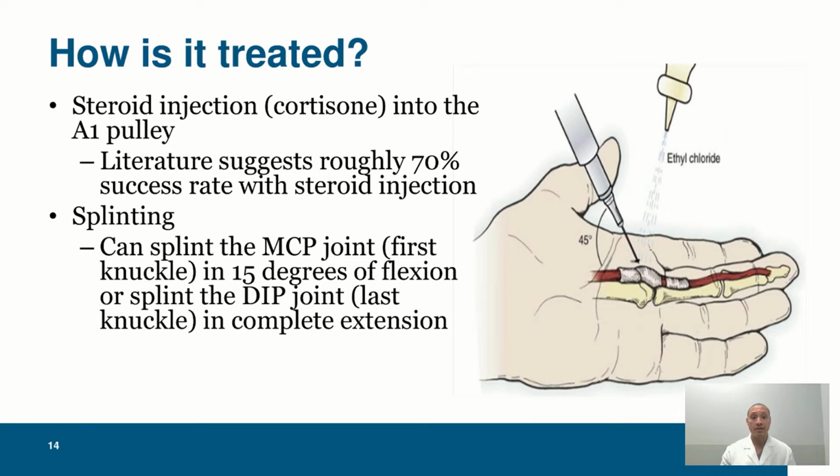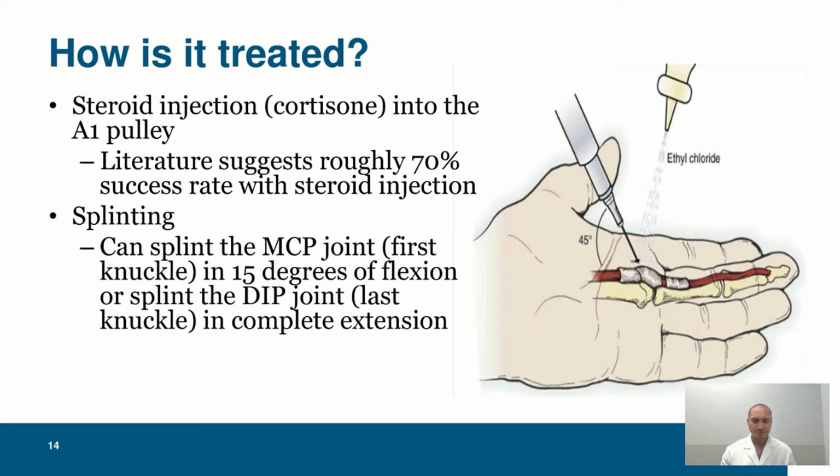Next slide, please. So treatment. This slide depicts exactly what I underwent. Cortisone injection is the first line of treatment for a trigger finger. This leads to roughly 70% success rate. I had mine injected about 8 years ago, and it's never come back. As far as splinting is concerned, I don't know many hand surgeons that utilize splinting. You can do this, but it's not commonly used.